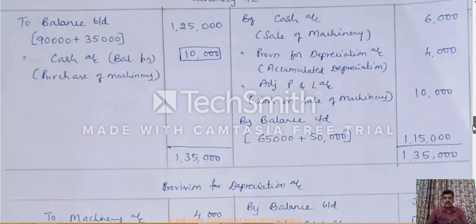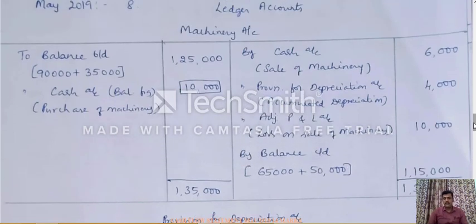Now we have to close the machinery account. On the credit side, we will get 1,35,000. We have to enter the same amount on the debit side, 1,35,000. Then we will get a balance of rupees 10,000 on the debit side. So that should be transferred to cash account and it should be treated as purchase of machinery.